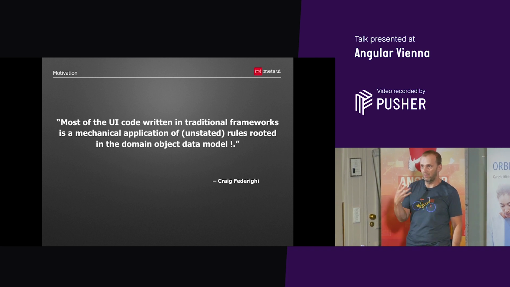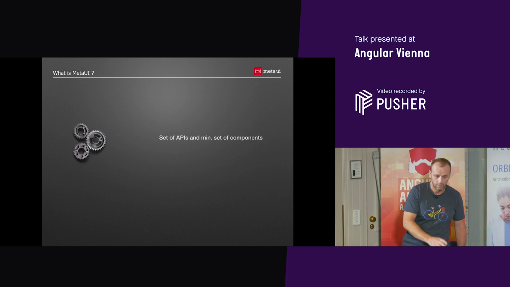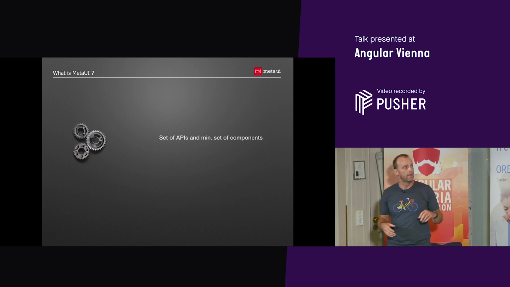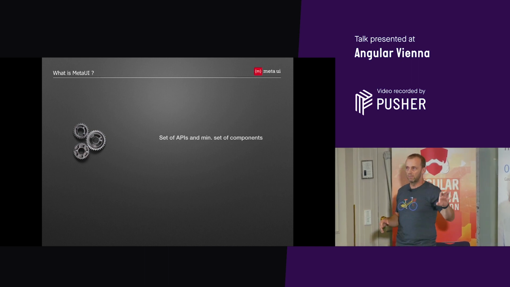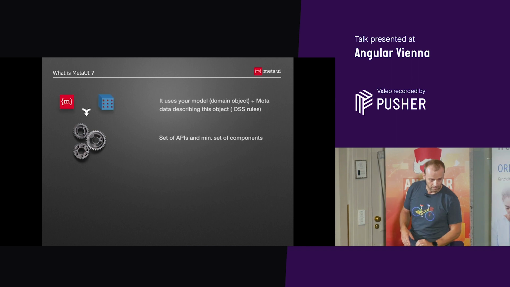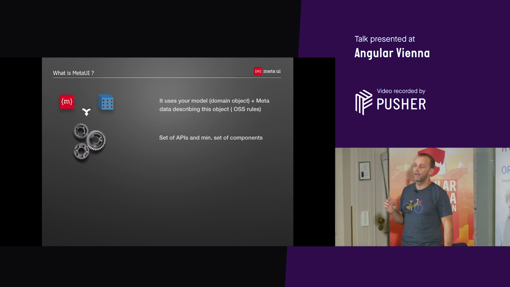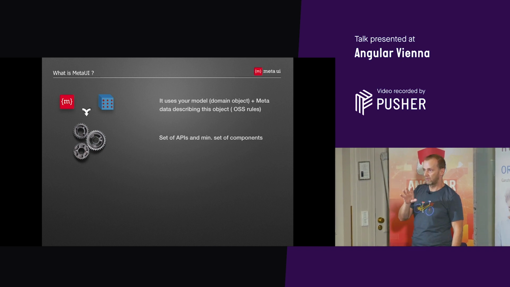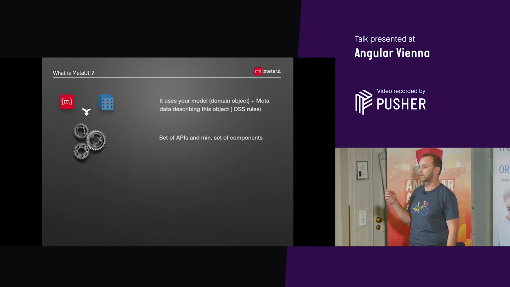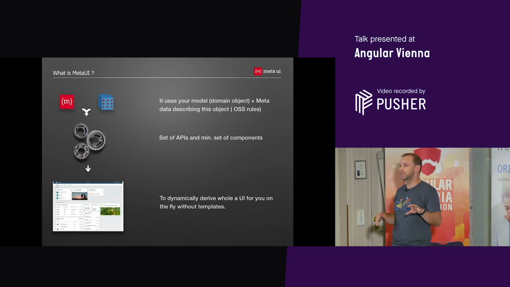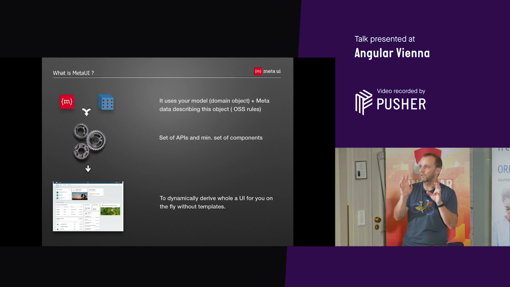So all of this comes down to the solution where we try to simplify all this with something called MetaUI, which is a rule engine that sits on the front-end side, that has a set of APIs and a minimum set of components, and that can take your model, described by metadata that we call rules, once again like CSS rules, in order to derive a fully functional user interface for you on the fly without using templates and forcing you to assemble and lay out every single field on the page over and over.